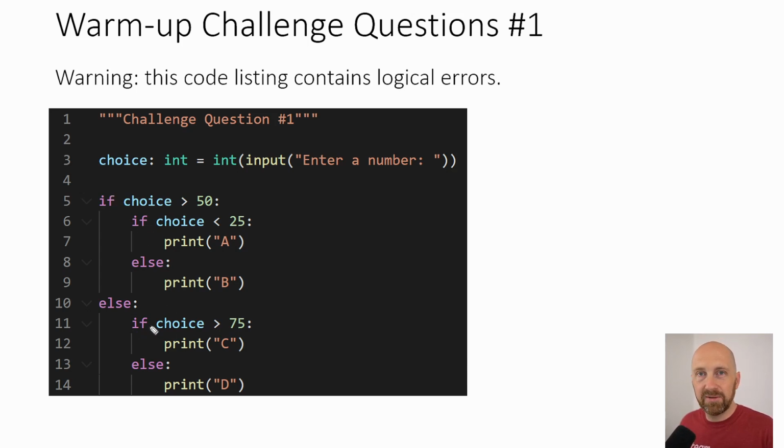But before we break this down even further, I want to give you a moment to think about this. So pause the video here and see if you can identify what input, if any, would give you A as the printed outcome, or B, or C, or D, right? And we'll come back and talk about each of these options in just a moment.